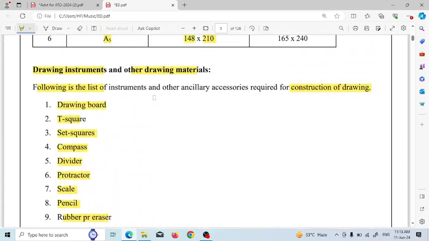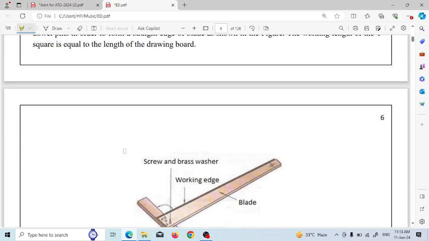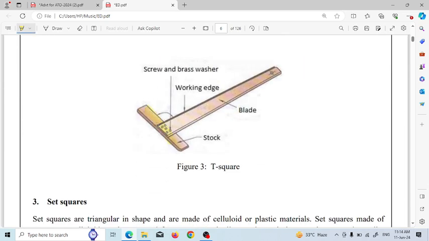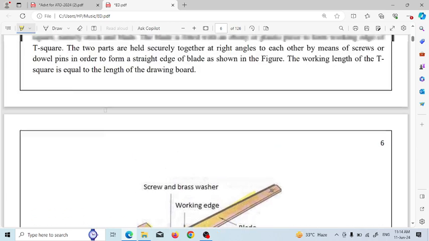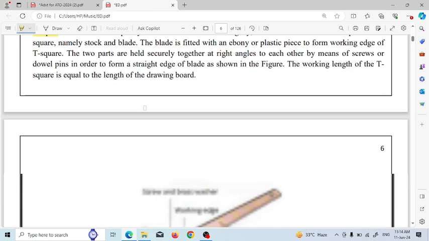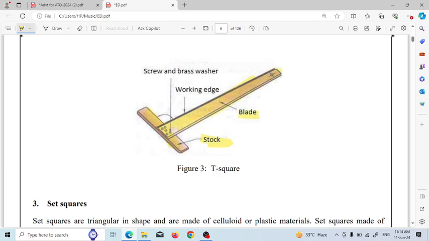Next in drawing instrument is T square. As the name is T square, it looks just like the letter T in the alphabet, and it is made of hard quality wood such as teak and mahogany, etc. These are the two essential parts of T square, namely stock and blade. The upper part is called stock, and this part is called blade.